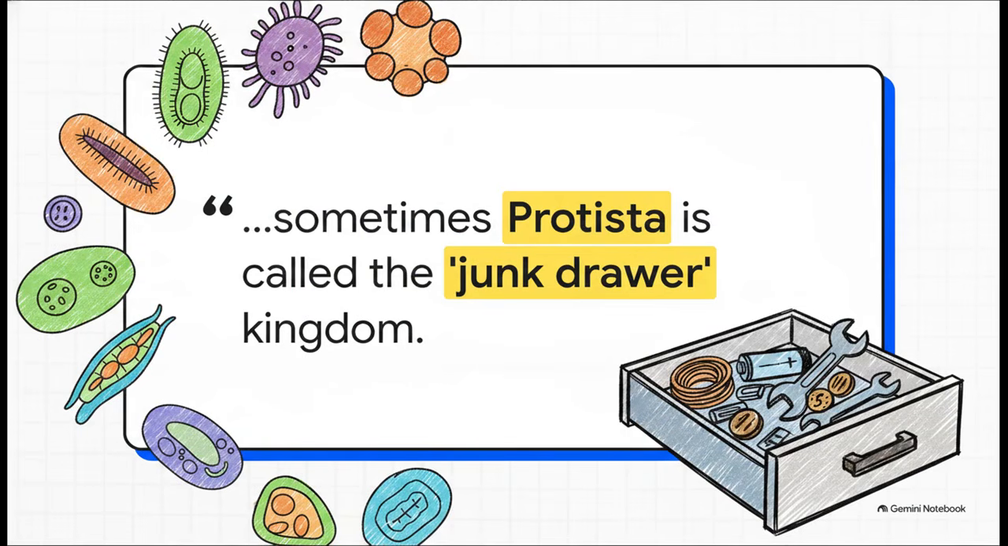Fast forward to 1866. A scientist named Ernst Haeckel proposed a brand new kingdom called Protista to finally solve this classification puzzle. But here is a wild fact. It wasn't fully embraced by the scientific community until the 1960s.